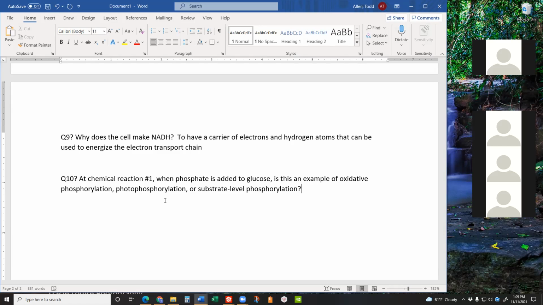Wow, they all look so similar. I want to say oxidative phosphorylation. Okay, Rachel, is that your final answer? That's what I'm gonna go with.